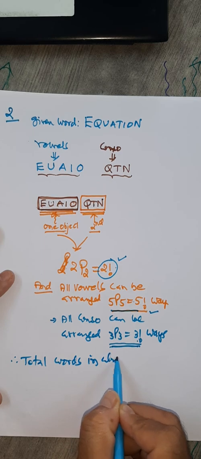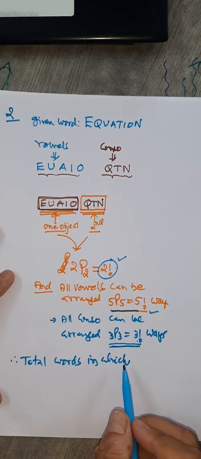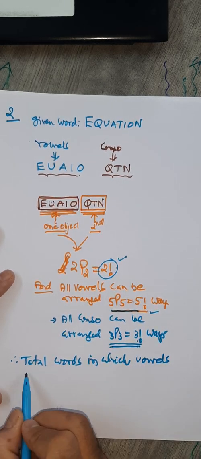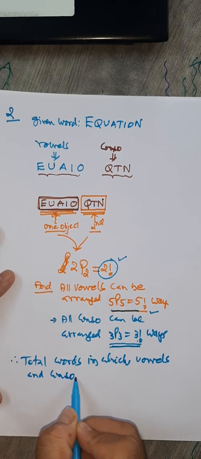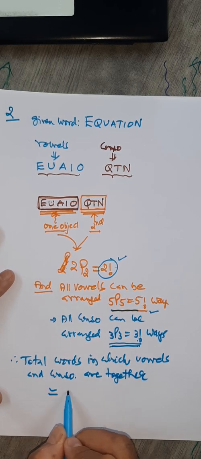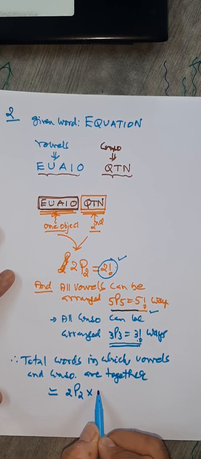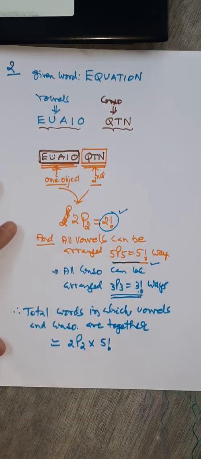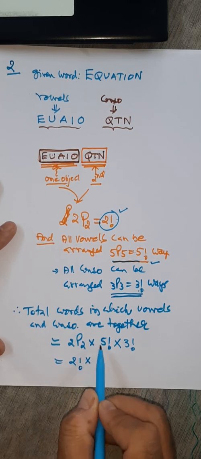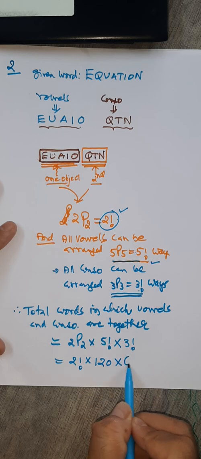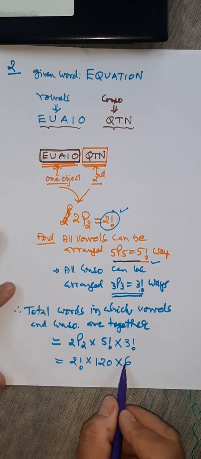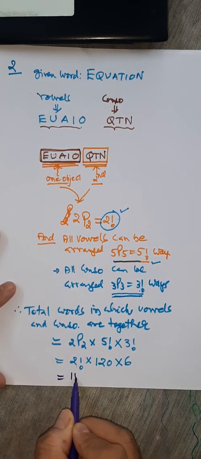so therefore total words in which as per the given condition vowels and consonants are together equals 2p2 into 5 factorial into 3 factorial. Now what is 2p2? That's 2 factorial. What's 5 factorial? 120. What is 3 factorial? 6, and 2 factorial is 2. So here you have 6 into 2, 12, 12 into 12, 144, and then 0.